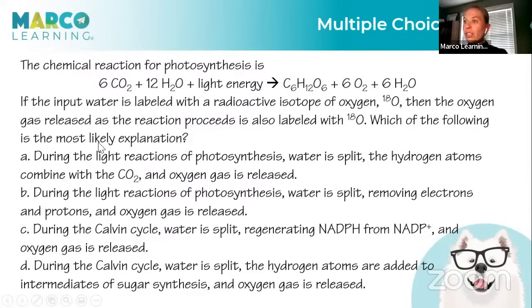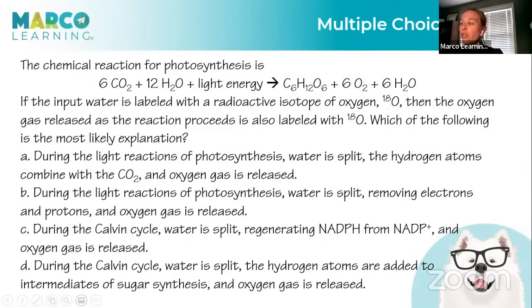So they want to know the oxygen gas that's released. So this oxygen right here, where does it come from? Because they're finding that it has the oxygen 18 in it. Where did it come from? How did we get it? So they want to know what's the most likely explanation.